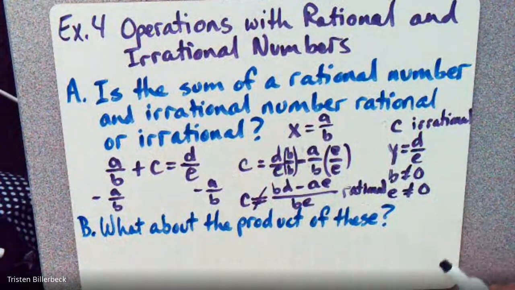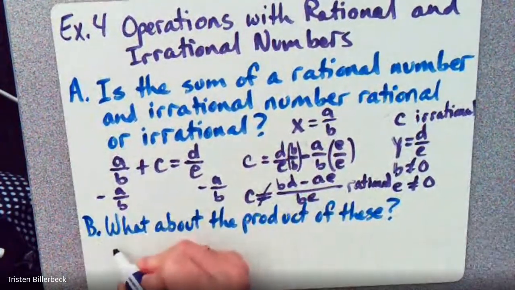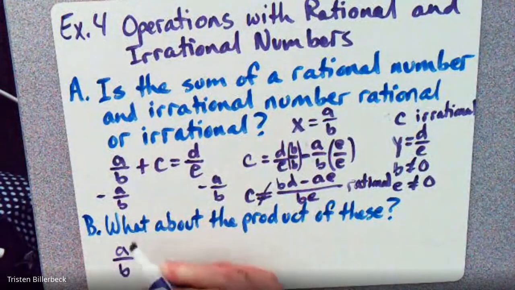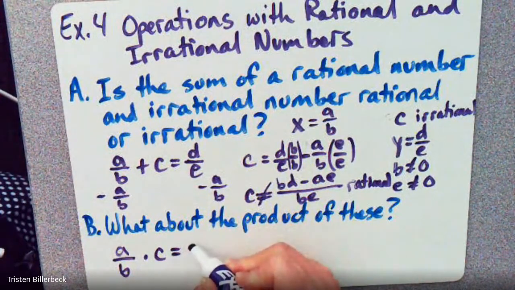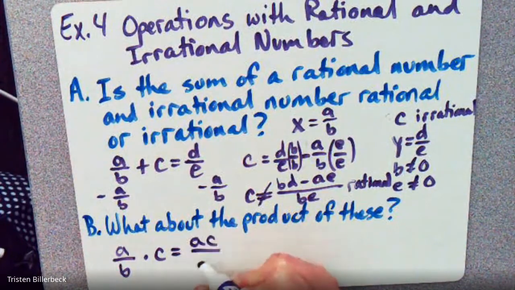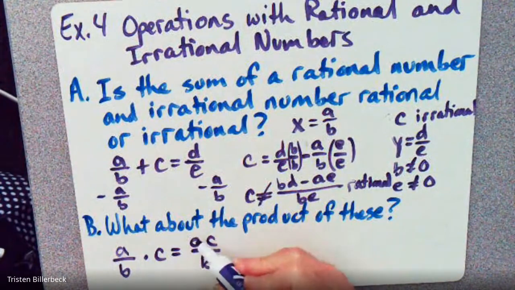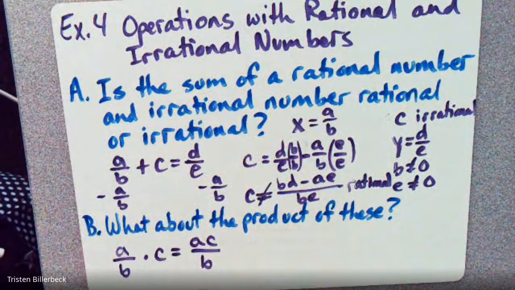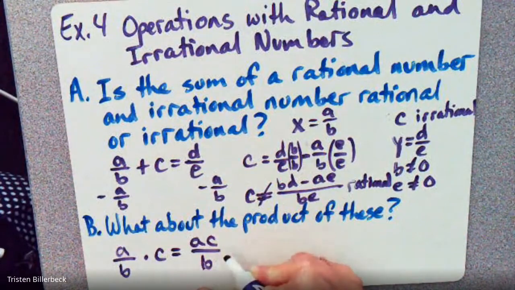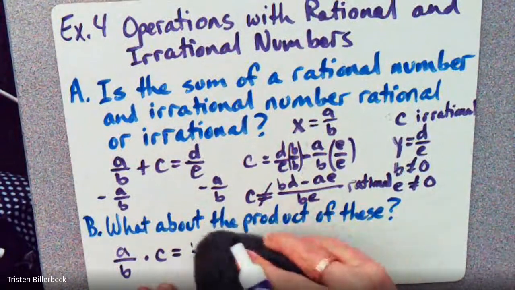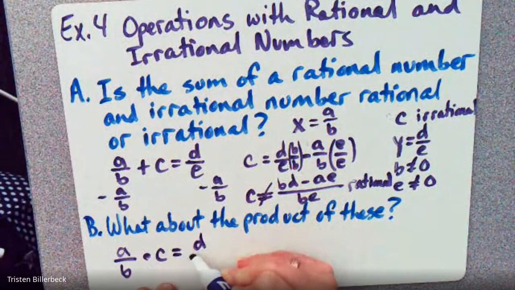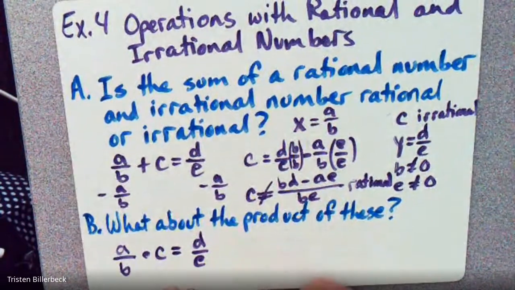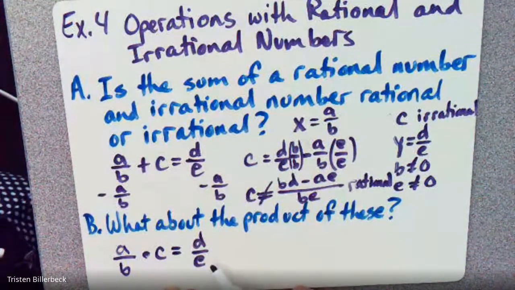Okay, what about the product of these? So if we look at a over b again and multiply by c, we end up with ac over b. A rational number times an irrational number would just be irrational still. So we can do it this way: is the product of these equal to d over e? That's how we would prove it. So we want to know, is d over e going to be rational or irrational?